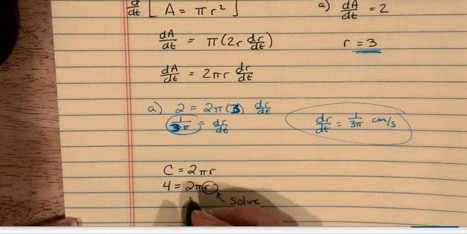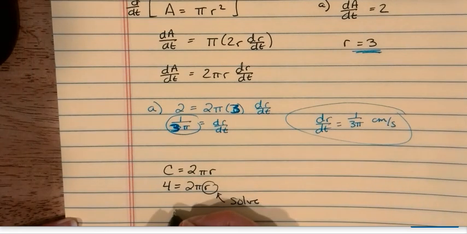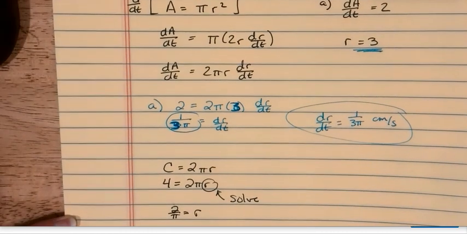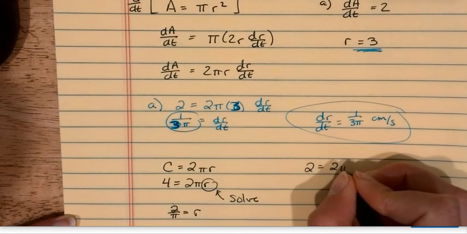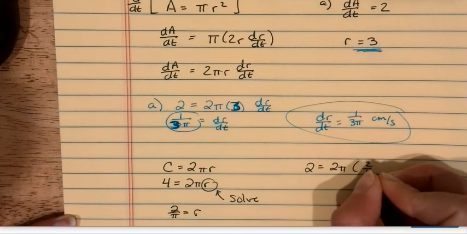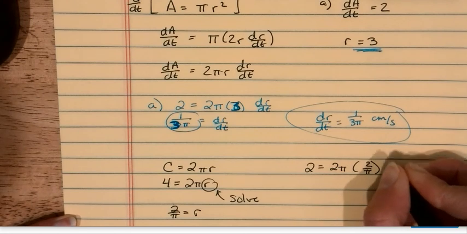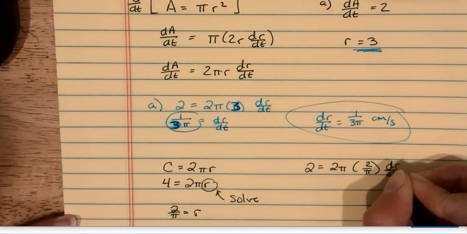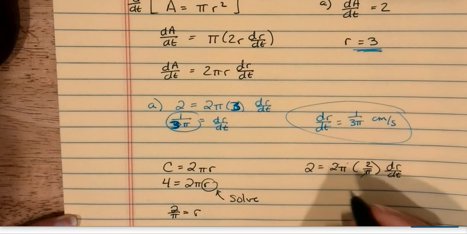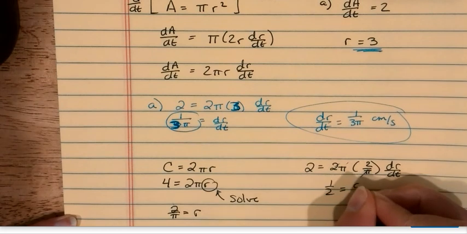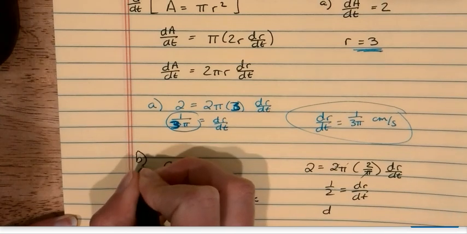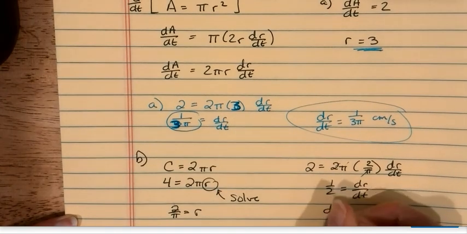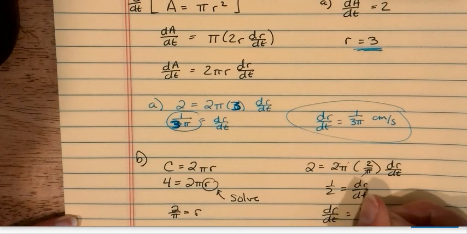Alright, so I guess it won't hurt to finish it. That's 2 divided by pi for our r value, and then that would give us 2 equals 2 pi times 2 divided by pi dr/dt, and so the pi's cancel, the 2's cancel, that gives me 1/2 equals dr/dt. So in part B, dr/dt would be 1/2 centimeter per second.